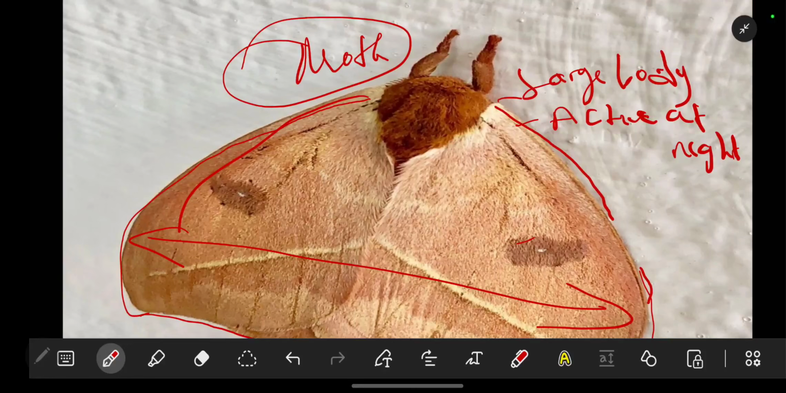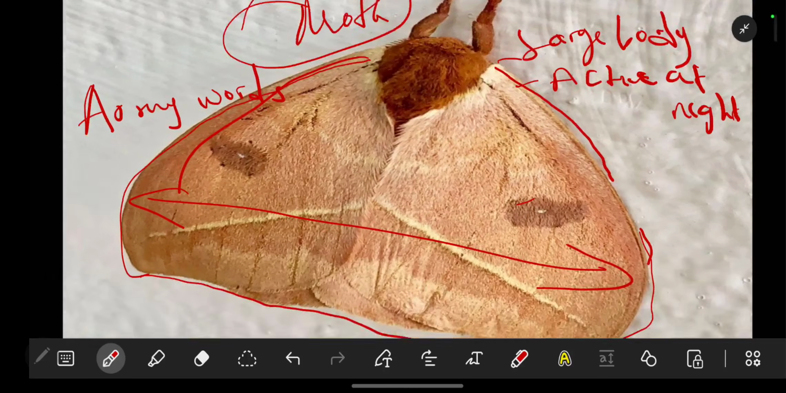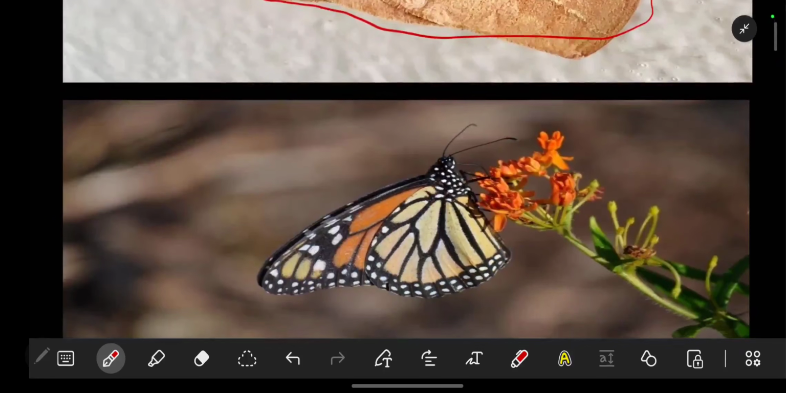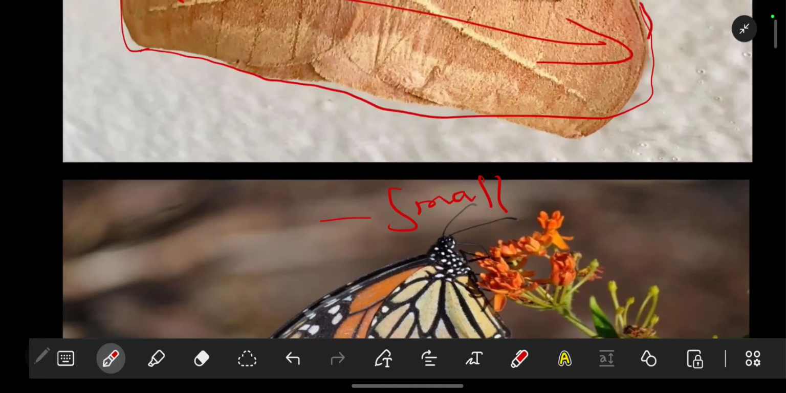They also damage fields, mostly at their larva stage. You may have heard of the word armyworms. So they damage fields during their larva stage. Now the contrasting difference is that butterflies are relatively small. Also, when they are at rest, their wings are vertical. Those are the main differences between the two.